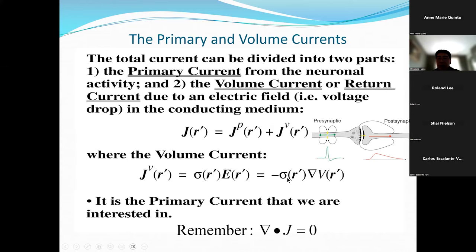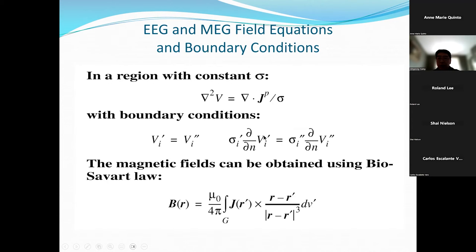Now we have J equals minus sigma gradient V. Remember the previous slide, I showed that the divergence of the total current J has to be zero. You plug that in, you get this equation. Basically the Laplacian operator working on the electric potential equals the divergence of JP, the primary current, divided by sigma. That's great because JV disappeared, since we replaced it with Ohm's law. Now we can solve this equation, which is like Poisson's equation, with some boundary conditions. And if we know the electric potential everywhere, we can solve the volume integration equation shown over here by Biot-Savart. Then we calculate the magnetic field B everywhere, at the sensor location and sensor orientation.